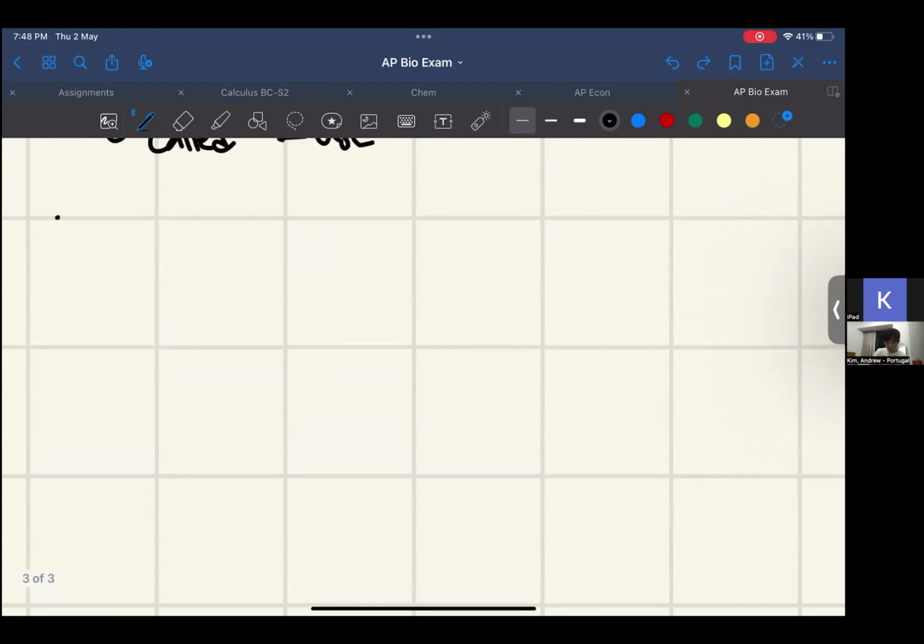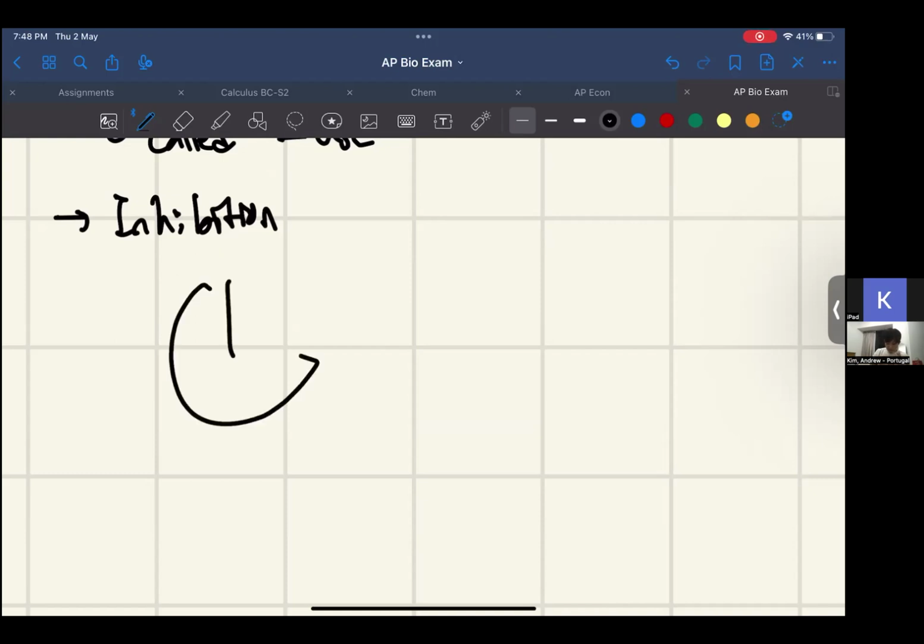Now, I will move on to the next important part of enzymes, which is inhibition. What is inhibition? As you can tell from the name, inhibition is blocking, right? So let's say you have an enzyme like this, and you have a substrate like this. The substrate wants to be combined to the enzyme, but it can't. Why? Because inhibition is happening.